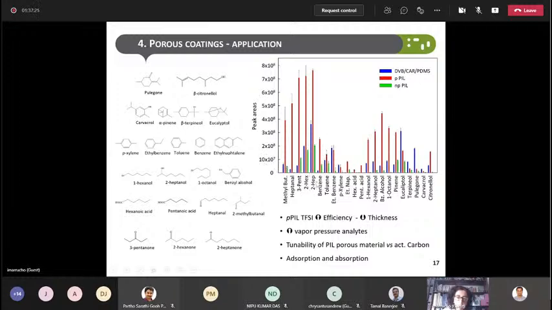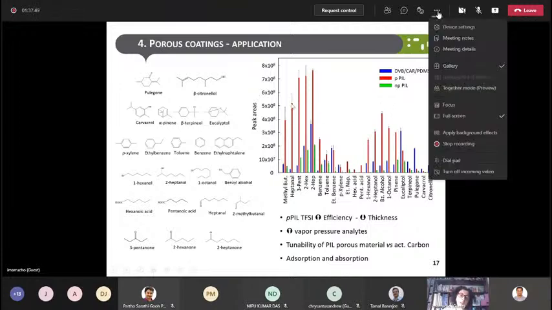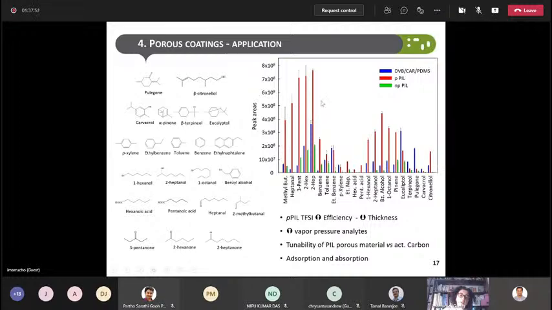So we can see that for some compounds we are doing equally well, while for some compounds we are still not doing as well as the commercial fiber, like these ones here, more towards heavy terpenes. But in the alcohols, we do very well, and the heptane and the hexane and the other hydrocarbons, we can also sorb very well.